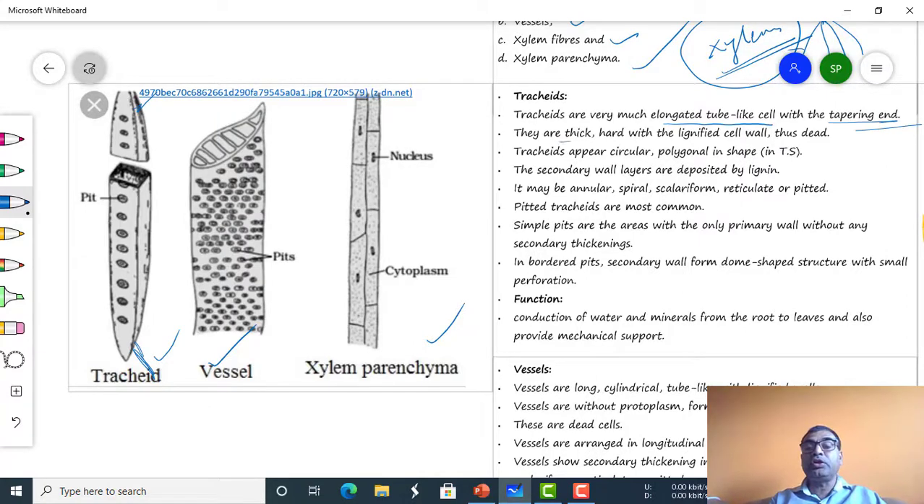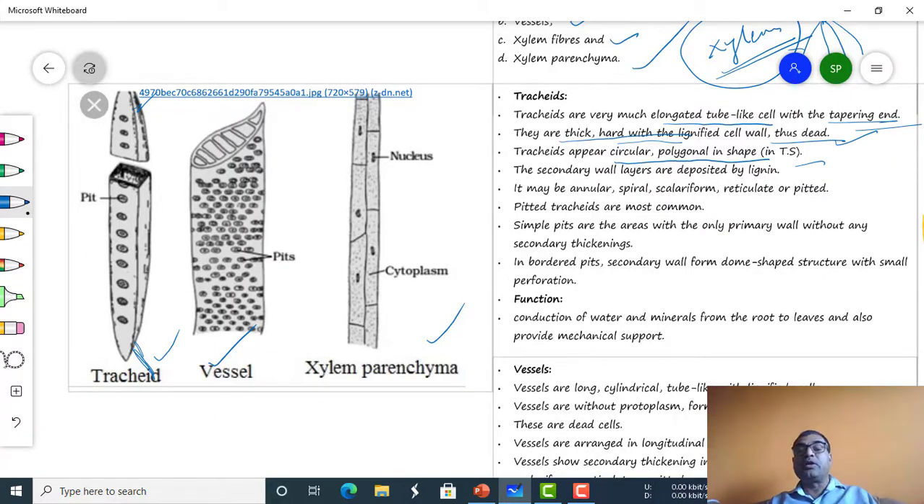They are thick and hard with a lignified cell wall. So the tracheids as well as vessels and fibers show a lignified secondary cell wall, and that's why they are dead. Here the tracheid itself has a thick and hard lignified wall, and therefore it is dead in nature. It appears circular or polygonal in shape in a transverse section.